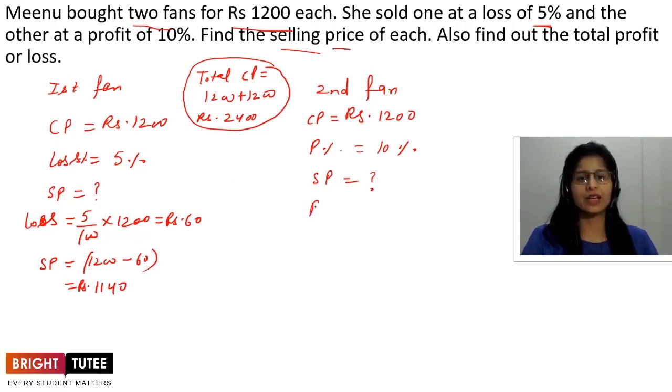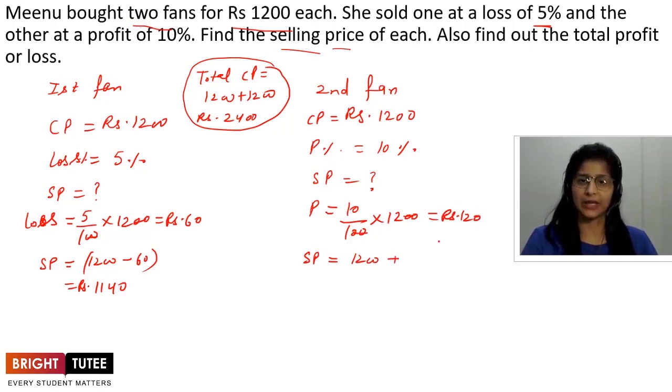For the second fan, we'll first calculate the profit. That is 10% of 1200, and that is rupees 120. So what is the selling price? CP, that is rupees 1200, plus, because it is profit, we will add the money. In loss, we subtracted the money. So 120 we will add. Are you getting it? 1200 is the cost price, 120 is the profit. So in 1200 you add 120. How much will you get? 1320.